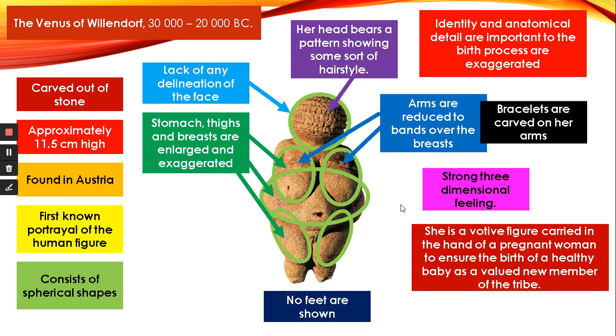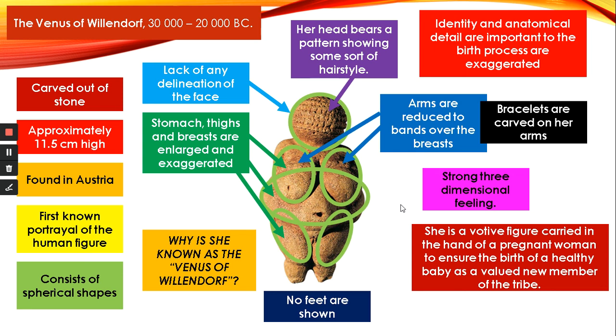She is a votive figure. So she's a representation of something. She's symbolic. And she's supposed to be carried in the hand of a pregnant woman to ensure the birth of a healthy baby as a valued new member of the tribe. So it's basically like a good luck charm. So if a woman was pregnant, she would carry this little figure to make sure that she would be safe during her pregnancy and the baby would be healthy.